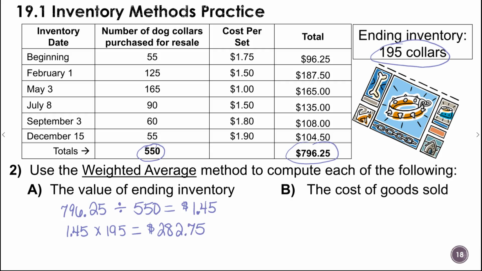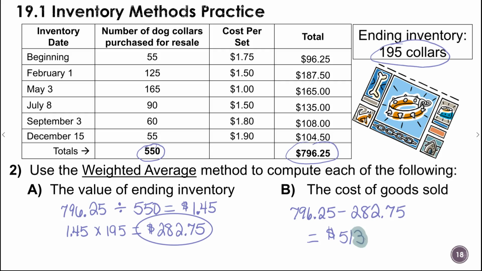So $1.45 times 195 dog collars, and that is a total of $282.75. So if you're off on one of your calculations, it probably has to do with not rounding, because in this case we do have to round. I actually have a little circle thing that circles things for me. There we go. And then cost of goods sold, we're going to take the $796.25 and subtract $282.75, and that is our cost of goods sold. Remember, COGS of $513.50. Okay.